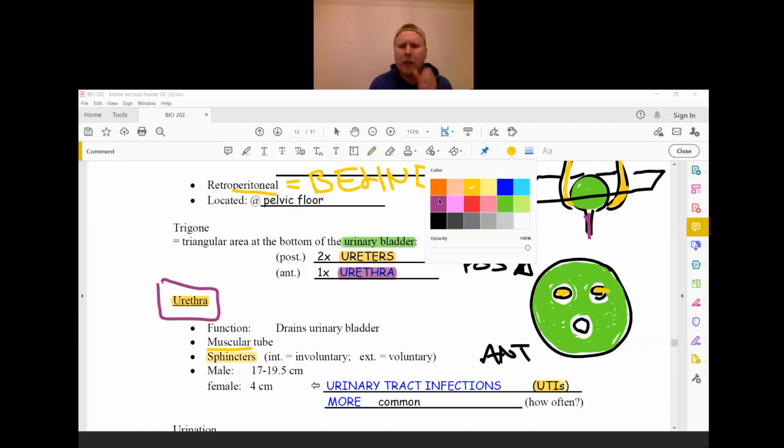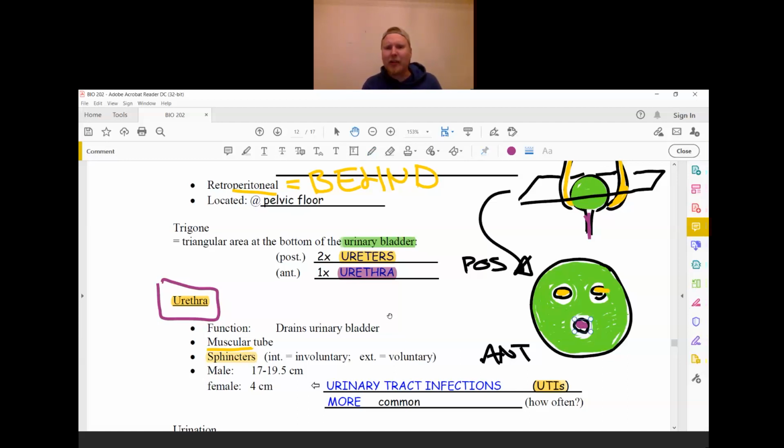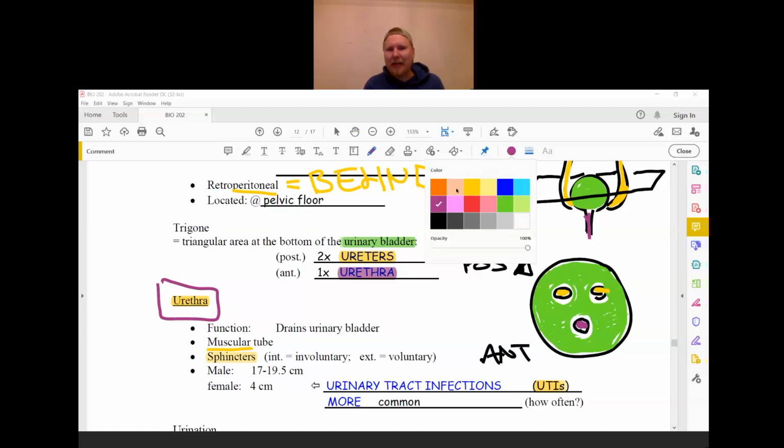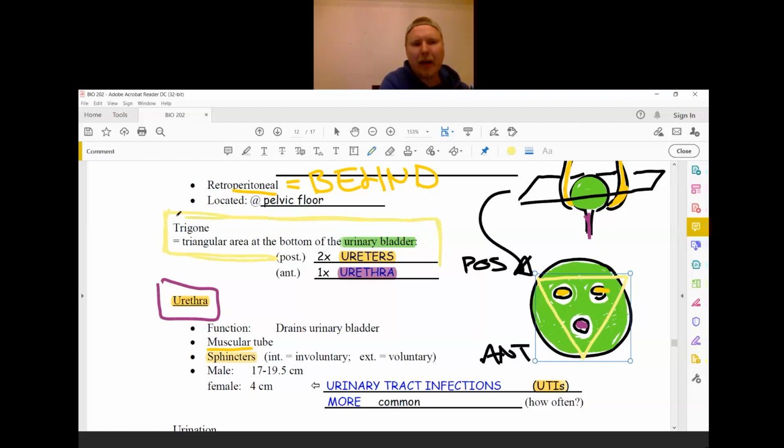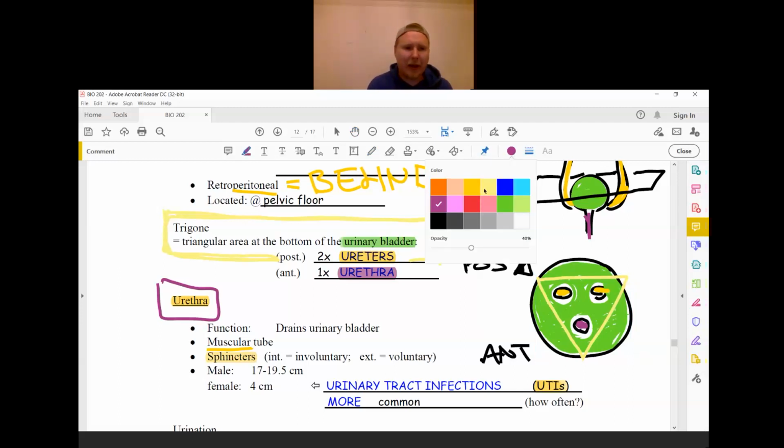The reason I wanted to discuss this is that if you look at these three openings, they form almost a triangle shape, don't they? At least if you have a little bit of imagination, you can see the triangle shape. This is known as the trigone. And the trigone is, like I said, a useful landmark when we're studying the structure of the urinary bladder and the base floor of the urinary bladder. So that's the reason I wanted to discuss that briefly with you.